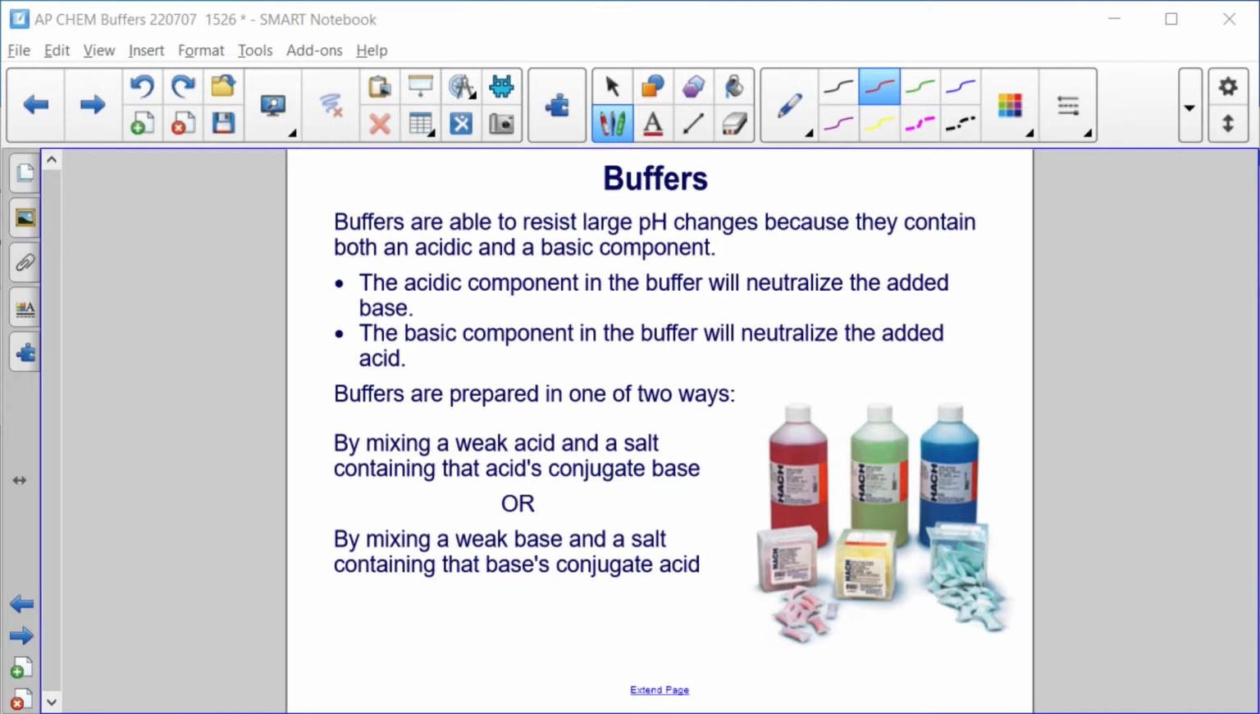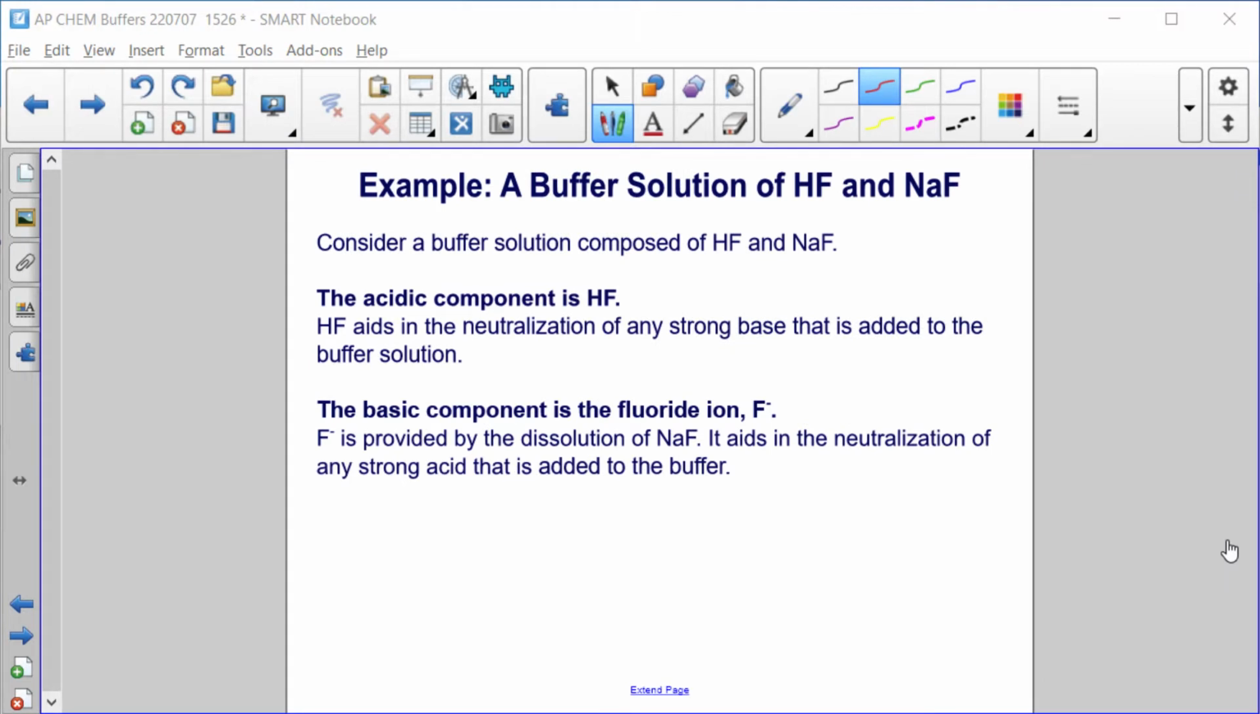any added acid. Buffers are prepared in one of two ways: by mixing a weak acid and a salt containing that acid's conjugate base, or by mixing a weak base and a salt containing that base's conjugate acid. As an example, consider a buffer solution composed of HF and NaF. The acidic component is HF.